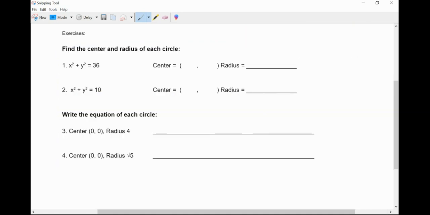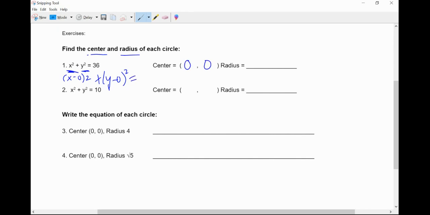Let's do a few exercises. So in the first two exercises, we are given the equation of a circle, and we need to find the center and the radius. All right, so once again, since you do not see any subtraction going on here or any subtraction going on here, you know that the original equation had x minus 0 squared plus y minus 0 squared, right? We know that it was that. So the center is 0, 0, okay?